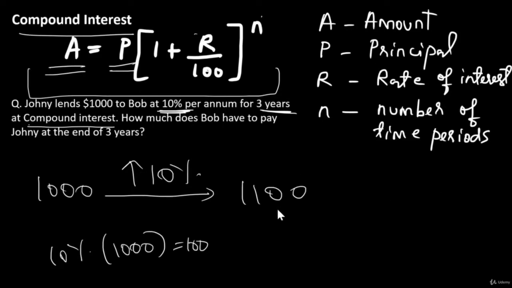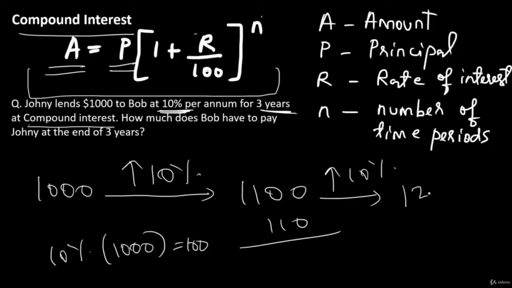Now this 1100 has to be increased by 10% for the second year, right? So 10% of 1100 is 110. You just need to put a decimal point over here, right? So you have to add 110. So that amounts to 1210.